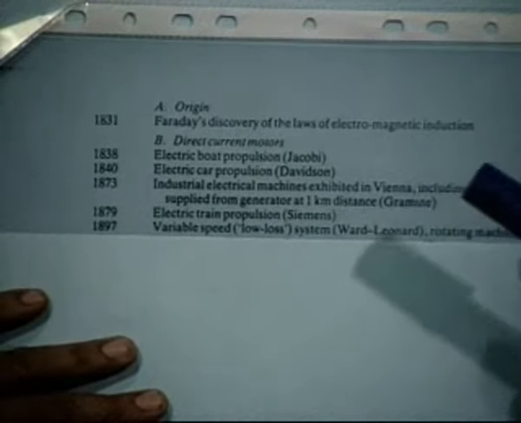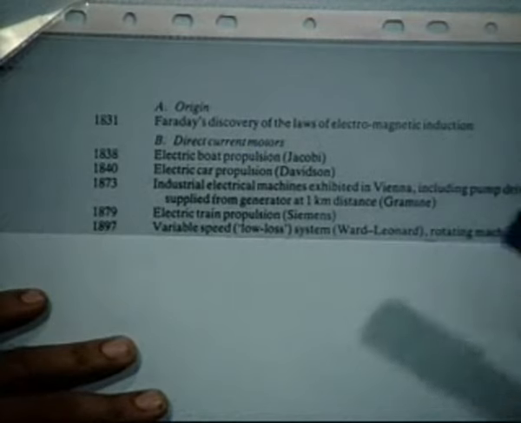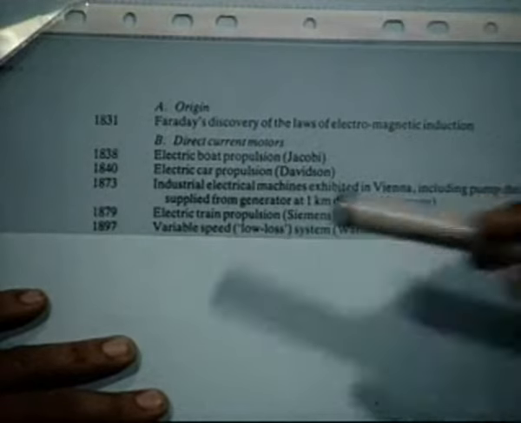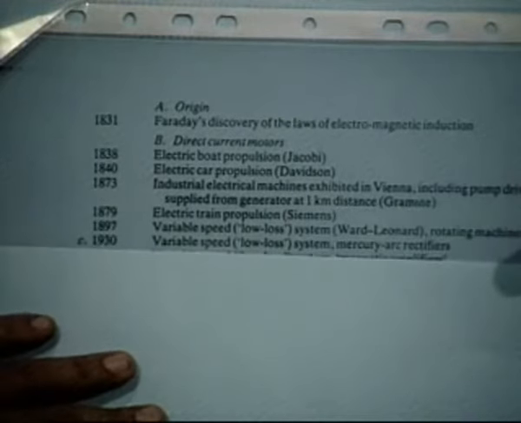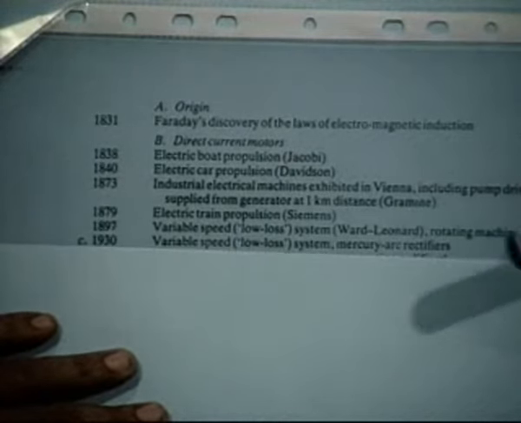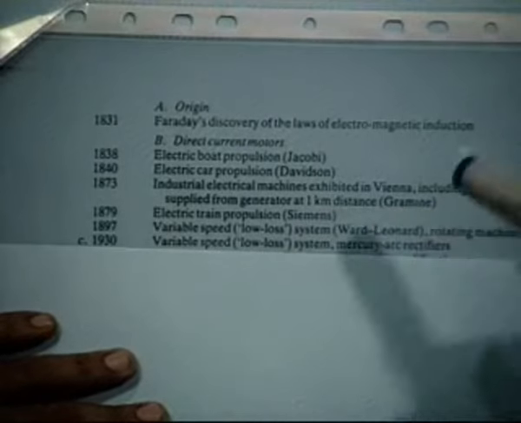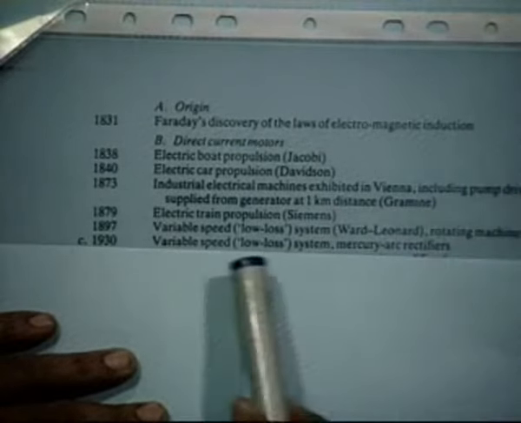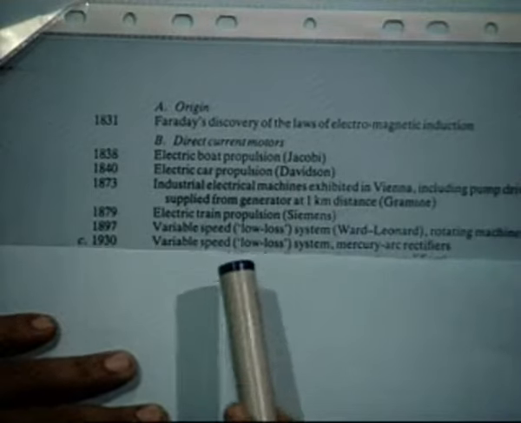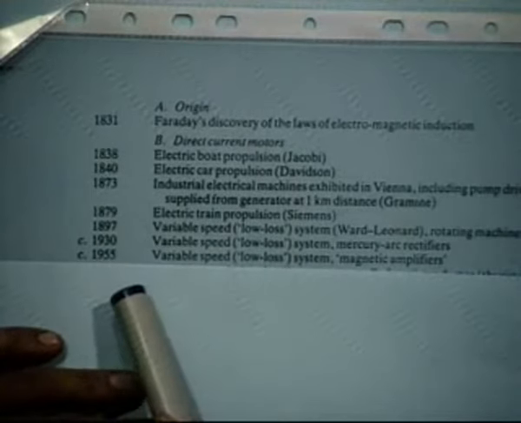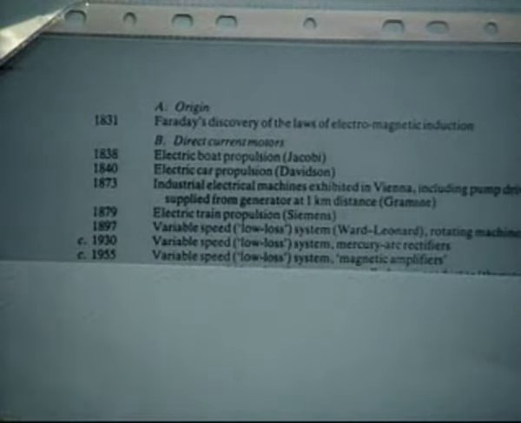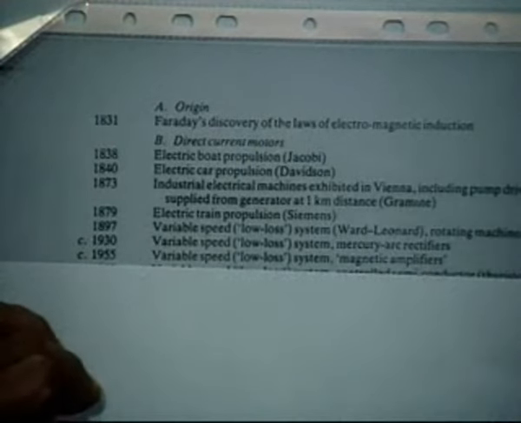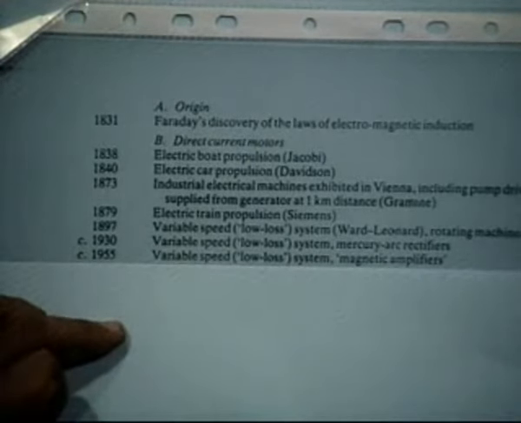1897 is the very important invention called the Ward-Leonard control of DC motors. A low loss system was developed in 1897, and then in 1930 the mercury arc rectifiers were employed for variable speed operation. 1955, the invention of the so-called magnetic amplifiers. So this was the development in 1955 which was used for controlling the speed of motors.